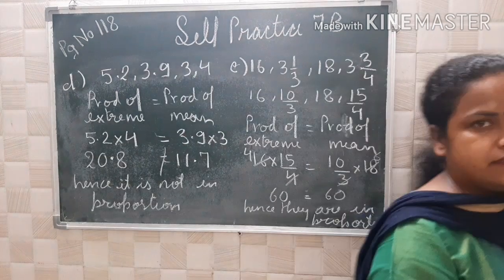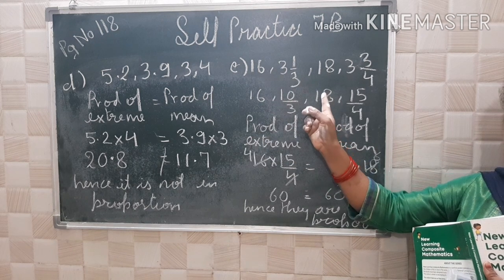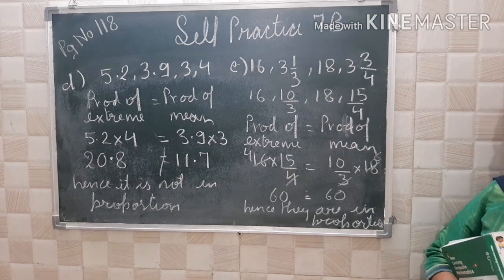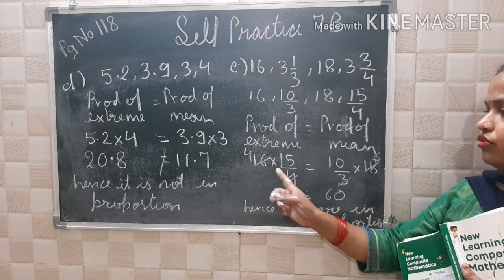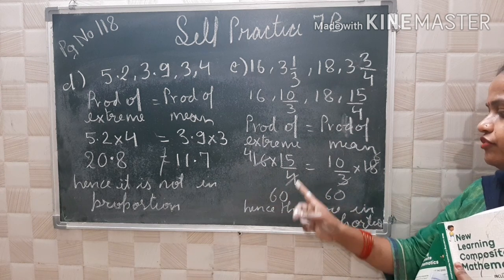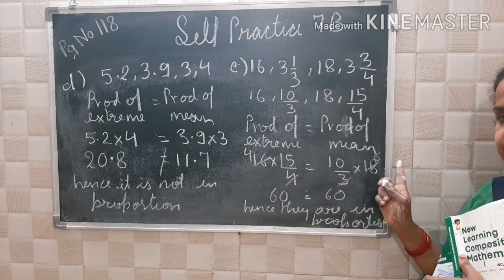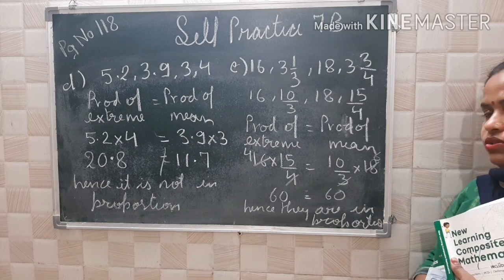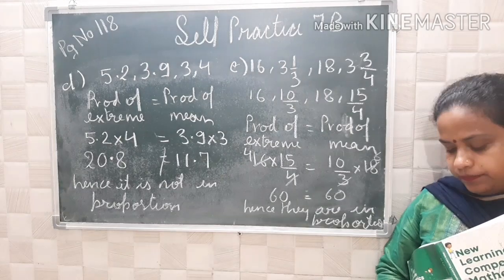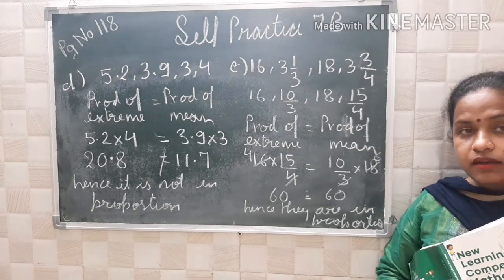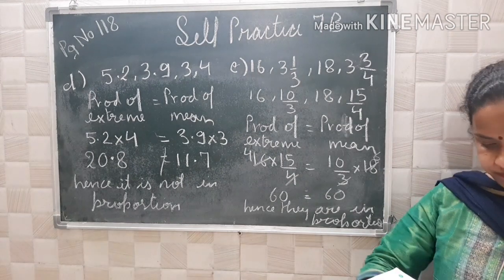See once more. 16, 3 3s are 9, 1 is 10, 10 by 3, 18, same way, 4 3s are 12, 12 plus 3, 15 by 4. Now product of extreme 16 into 15 by 4, 4 4s are 16. So you will get 4 into 15, that is equal to 60. And 18 into 10 by 3, 3 6s are 18, so 6 10s are 60. So both are equal to each other. Are they equal? When they are equal to each other means they are in proportion. Clear?